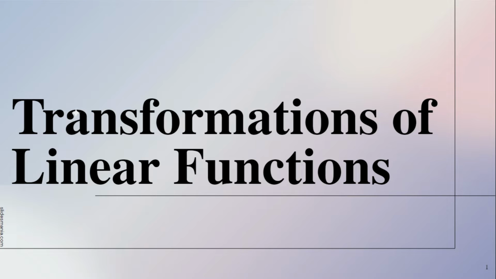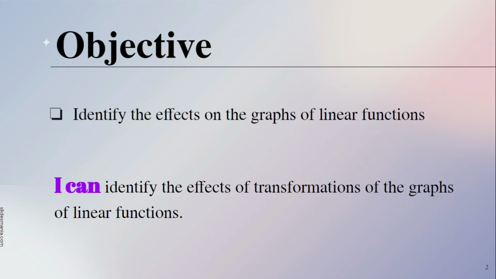Those lines can be transformed by translation, rotation, or reflection. So this is what we're going to see up next. Our objective for this lesson is to identify the effect on graphs of linear functions by these three transformations. The I can statement is: I can identify the effect of transformations of the graphs of linear functions.